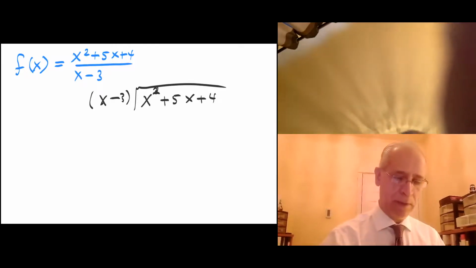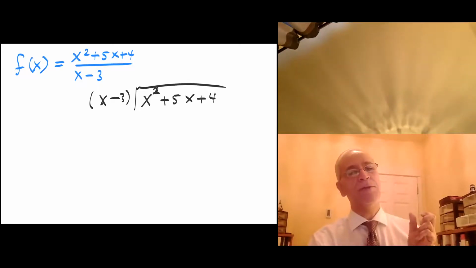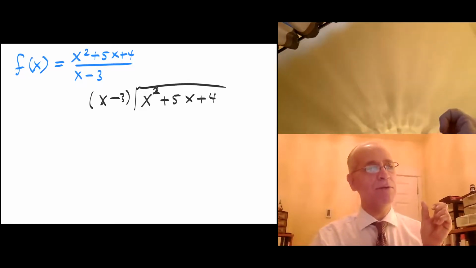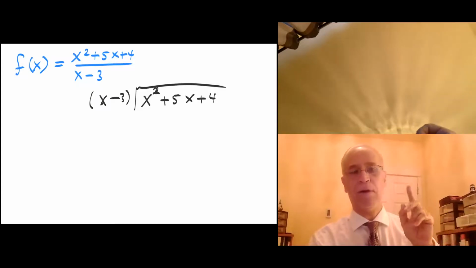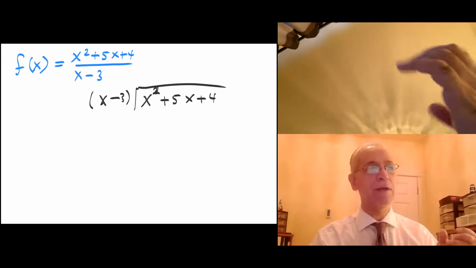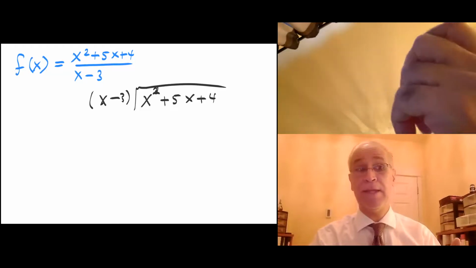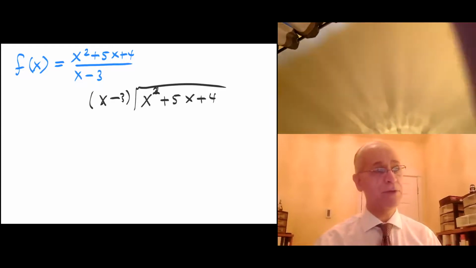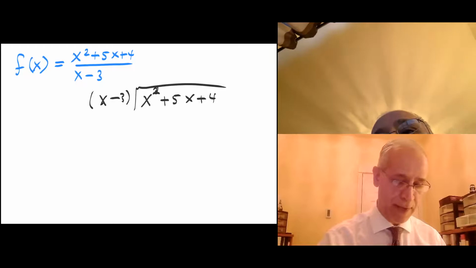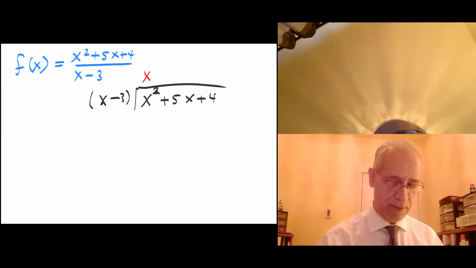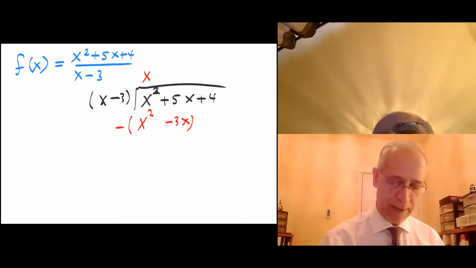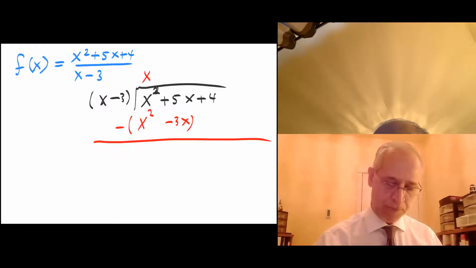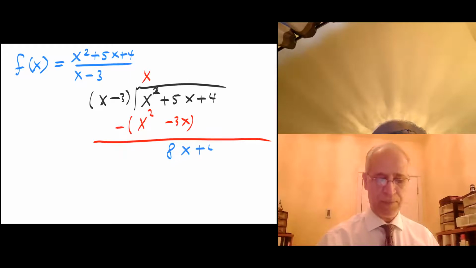So first of all, every time the degree of the top is higher by 1, and when I do the division, my final answer will be something linear. I hope that part is obvious for you. So let's look at this one. If I put x in here, x times x gives me x to the second, then minus 3x. And if I subtract this, that gives me nothing. I get 8x plus 4.